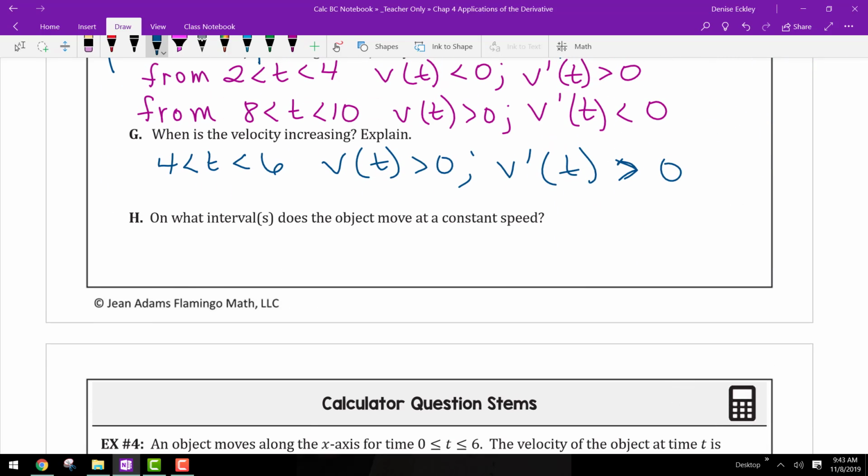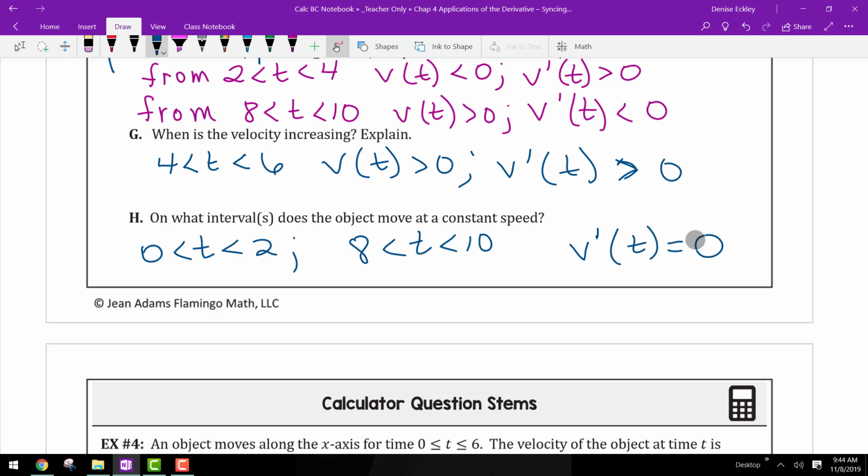So we are going to say 0 to 2 seconds, and from 8 to 10 seconds. And though it doesn't ask us, what we want to say is that v prime of t is equal to 0. So that's how you read a velocity graph.